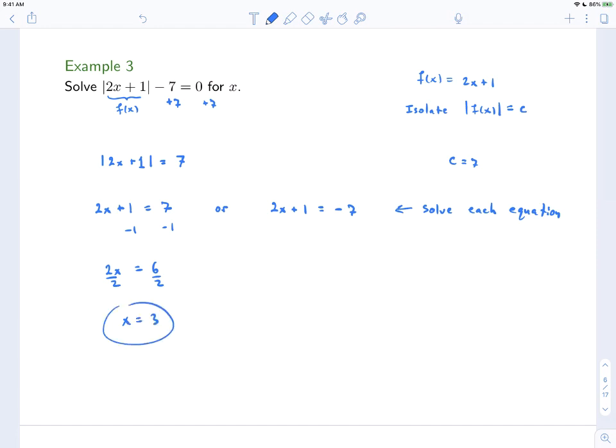So that's one solution. But we have another equation. So on this right equation, we're going to again subtract 1 from each side, but now it's 2x equals negative 7 minus 1, which is negative 8. Once again we divide by 2, and then we have x is equal to negative 4. So those are our solutions, x equals 3 and x equals negative 4.